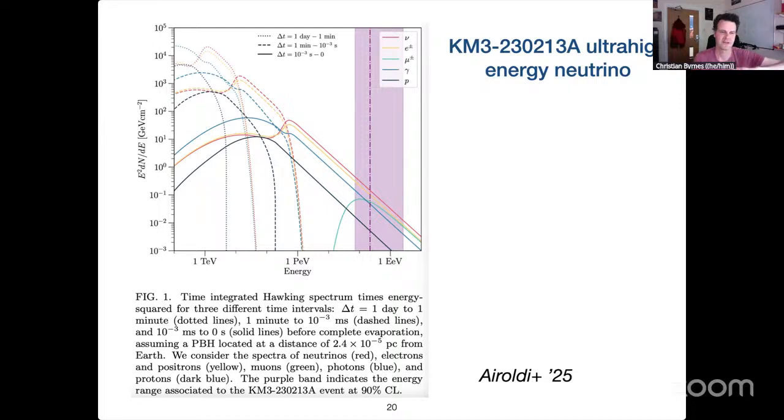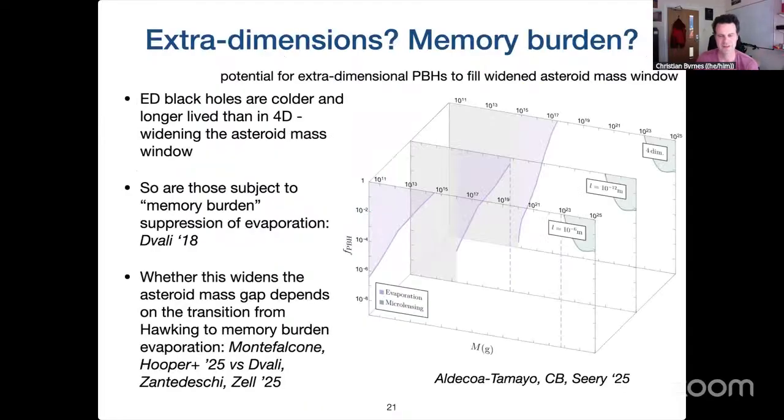But the black hole, even if it's in our galaxy, still won't really have moved in the last day. So we should have seen this huge stream of particles, and we didn't. So that's a big challenge to explaining this ultra-high energy neutrino. Again, there are more freedoms, as I said. You could have extra dimensions, you can have memory burden.